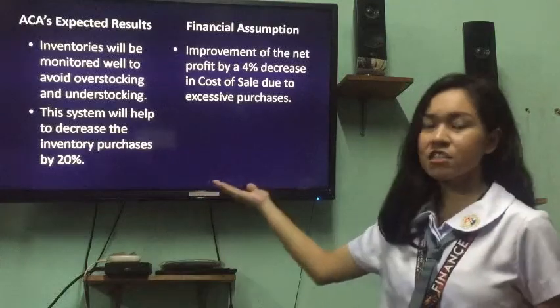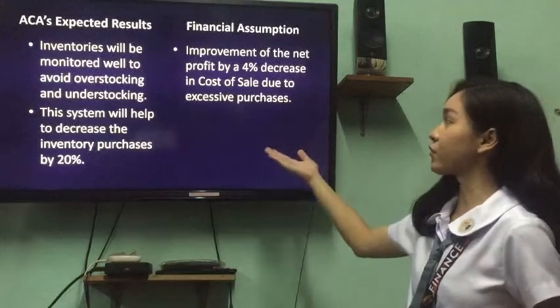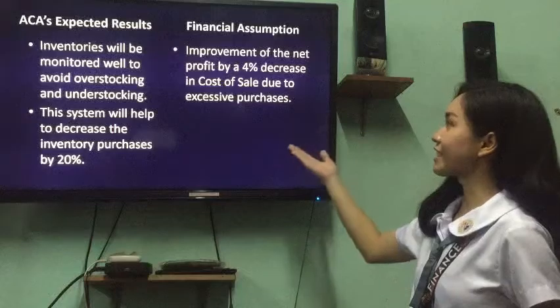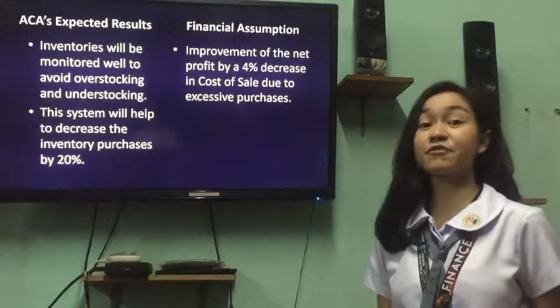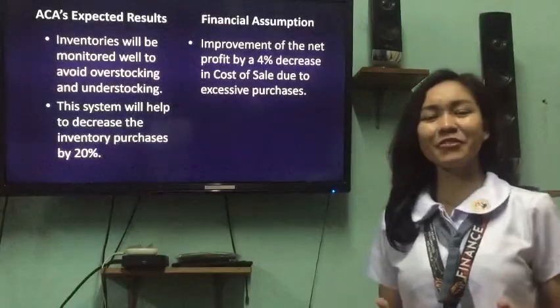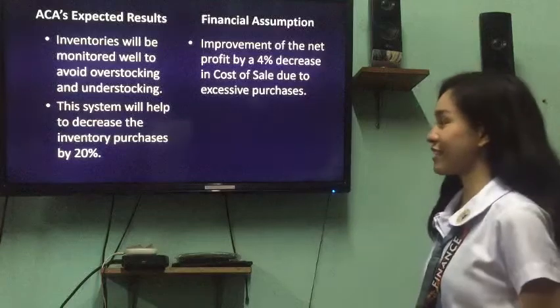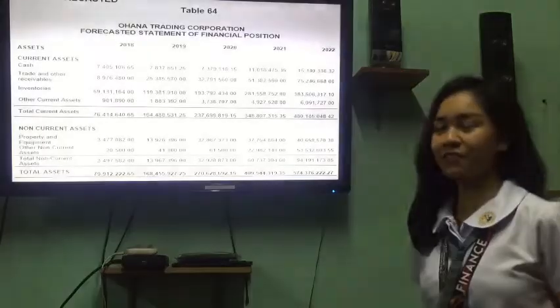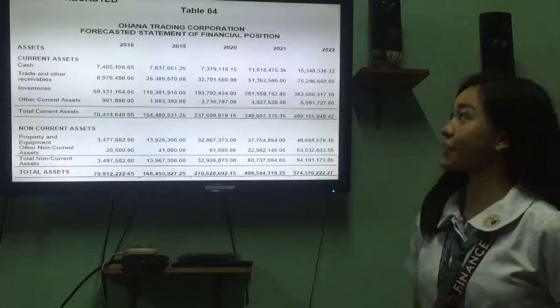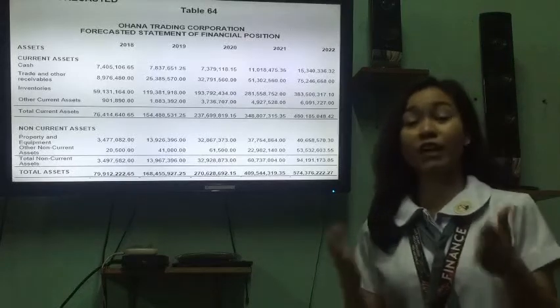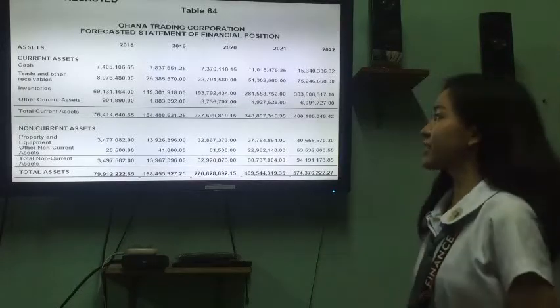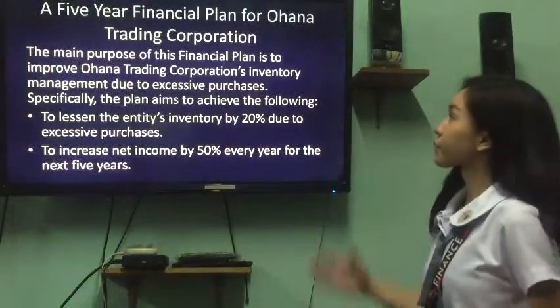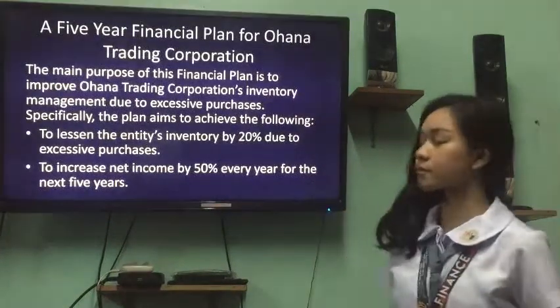It is their financial assumption that there will be an improvement of the net profit by a 4% decrease in cost of sales due to excessive purchases. Next here, we have the example of the forecasted financial statements, also from a 5-year financial plan for OHANA Trading Corporation. But before that, the following are the financial objectives of the 5-year financial plan.